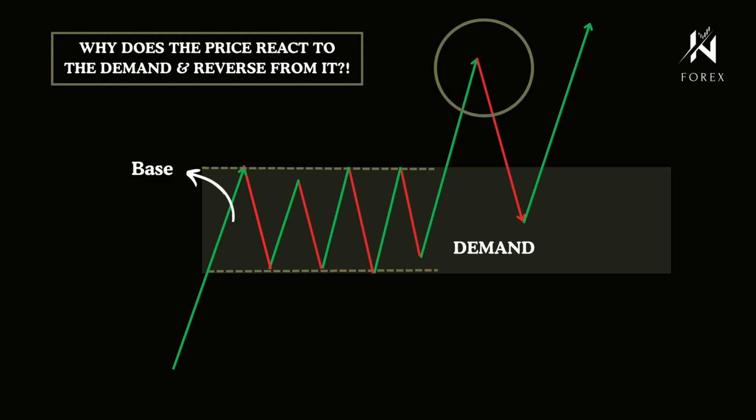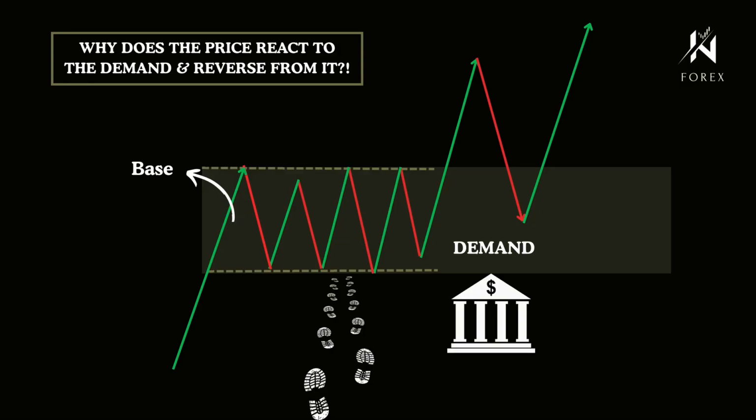Price seeks out new supply to absorb and meets existing demand, resulting in a pullback. The reversal from the demand zone occurs because of institutional activity in that area. Previous institutional buyers initiated long positions there and aim to protect those entries from falling below their break-even levels to maintain profitability. Simply put, institutional players actively defend their long positions.